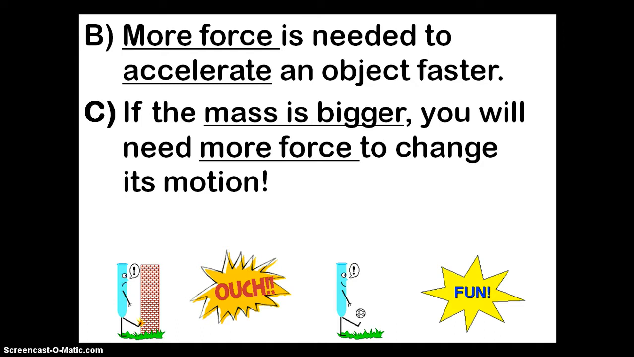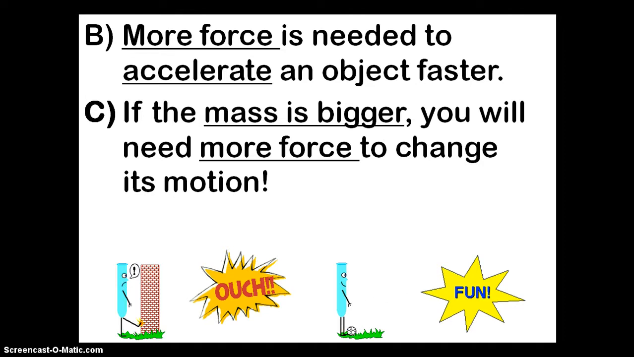B, more force is needed to accelerate an object faster. Okay? That means if you want an object to go faster, you would just have to use more force. So for example, if you want a car or a bicycle to go faster, you would have to pedal harder or step on the gas. Okay? C, if the mass is bigger, you will need more force to change its motion.